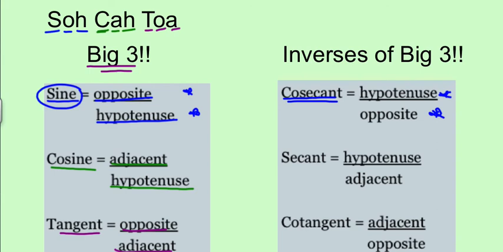If I want to find the secant, I look over to the left, and I'm going to flip-flop the cosine. So I'm going to flip-flop and I get hypotenuse over adjacent. The last one is your cotangent. To find your cotangent, you're going to go over to your tangent and flip-flop that. So for the inverse, now you have adjacent over opposite. So that's how you can find the 6 trigonometric functions using right triangle trigonometry.